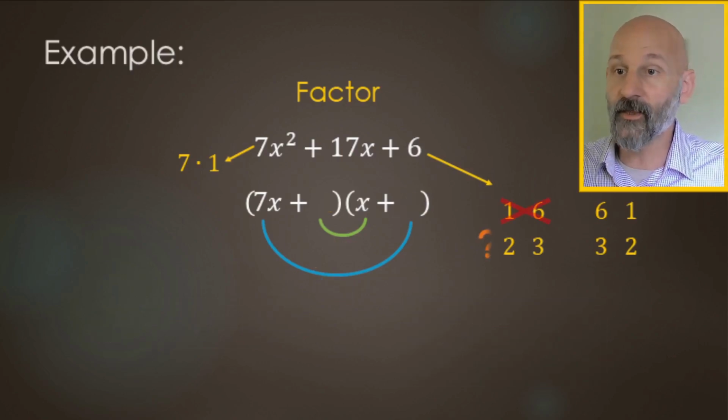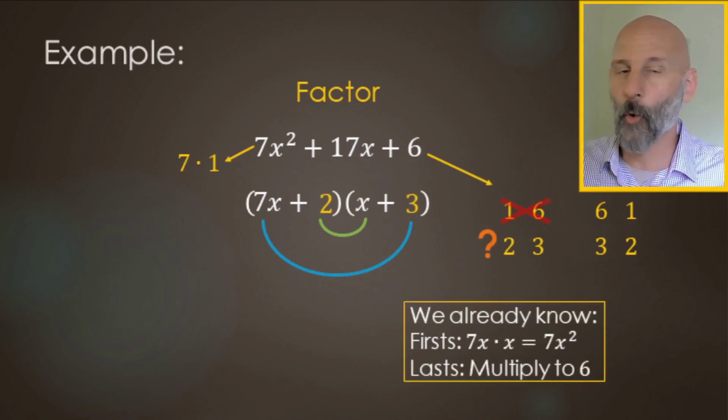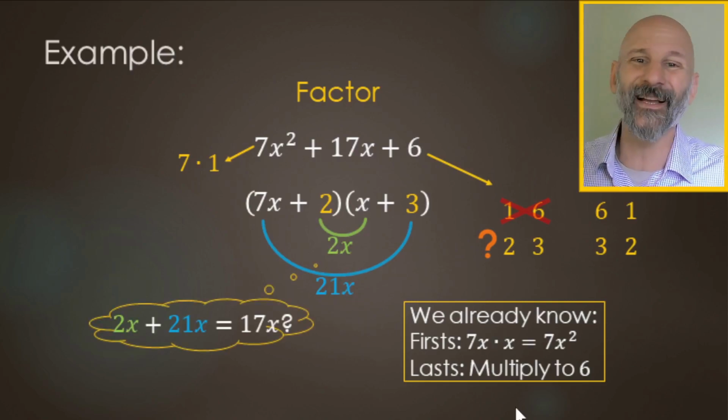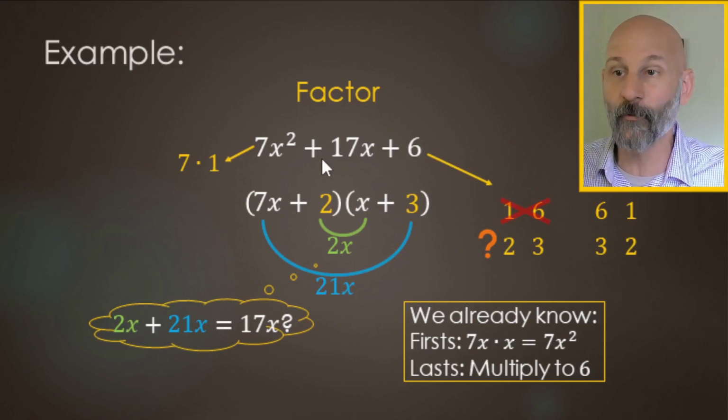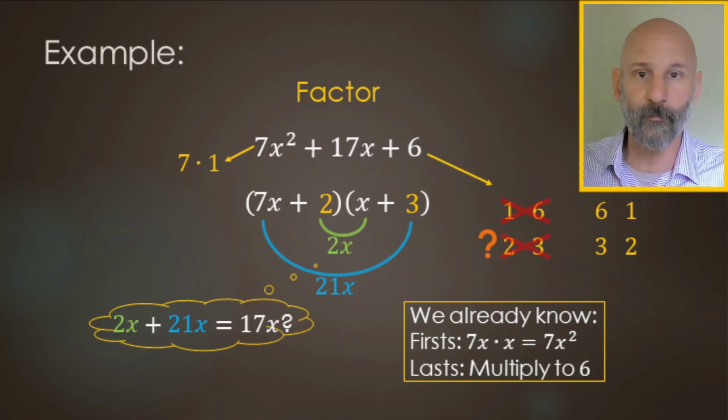Okay, let's try the 2 and the 3. Okay, so there we go. We got a 2 and a 3 in there. Again, we already know that the first and last are good, so we're only checking the inners and the outers. So 7x times 3, 21x. 2 times x, 2x. 21 plus 2, that makes 24. We're hoping for a 17. So it's not 2 and 3, but we're closer.